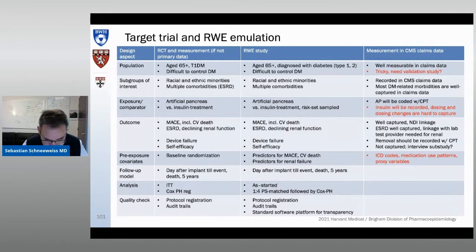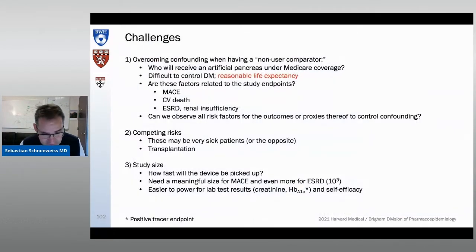Next slide, please. The challenges that I see are around confounding. Can we overcome the confounding when we have a non-user comparator group? We would spend quite a bit of thinking around that.